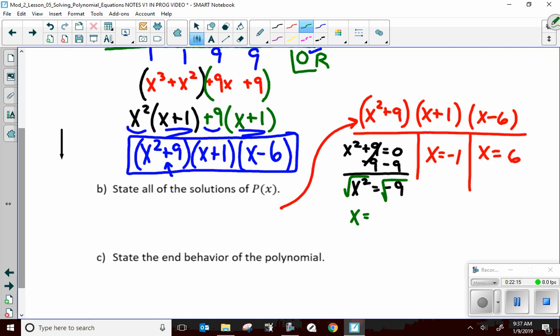I love when students tell me, we can't do that. We just learned imaginary numbers not too long ago. The negative pops out and becomes an i. So the square root of negative 9, this pops out and becomes i radical 9. The square root of 9 is 3, so that's 3i.